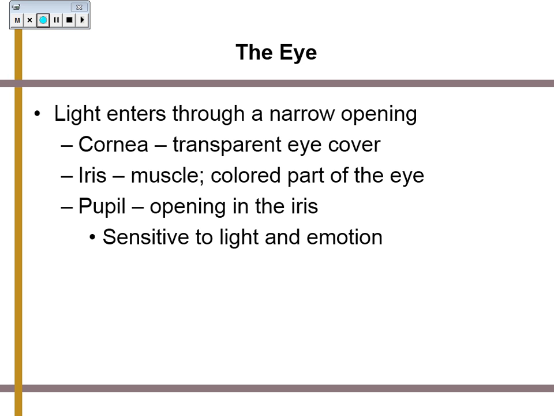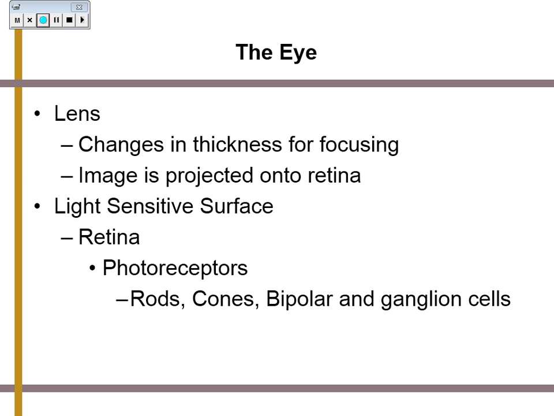You then have the pupil, which is the small dot inside the iris. It opens and dilates in an effort to let more and less light inside the eye. The pupil is also connected to emotions.